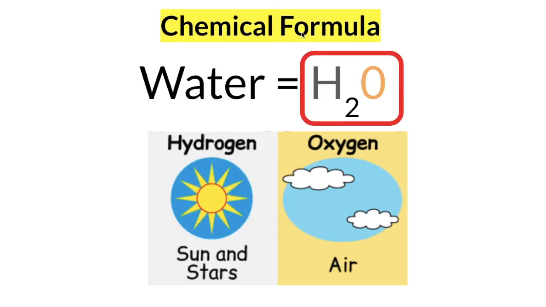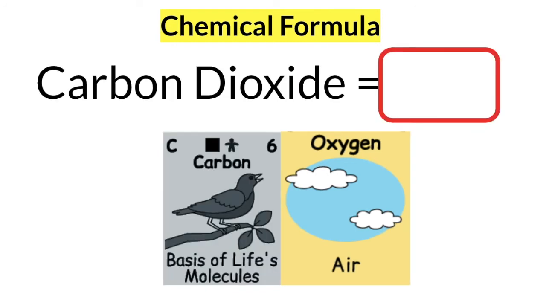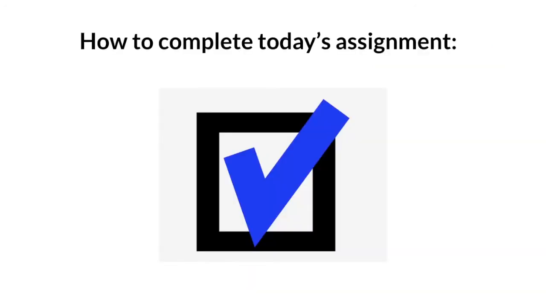You'll also need to know the word chemical formula. You probably already know about chemical formulas. For example, do you know the chemical formula for water? H2O. Do you know the chemical formula for carbon dioxide? CO2. Let's go over how to complete today's assignment.